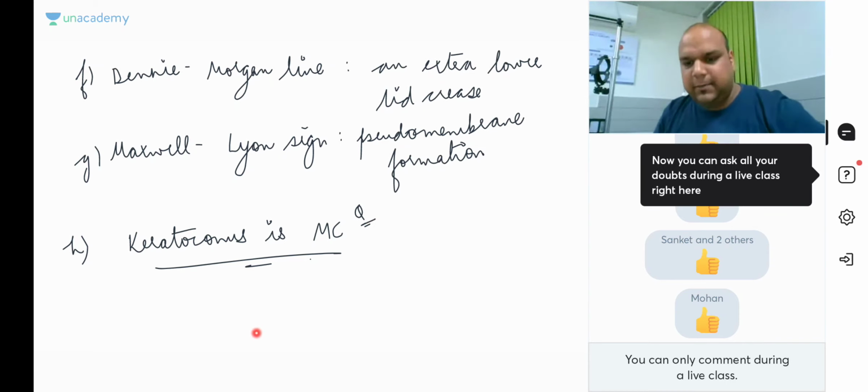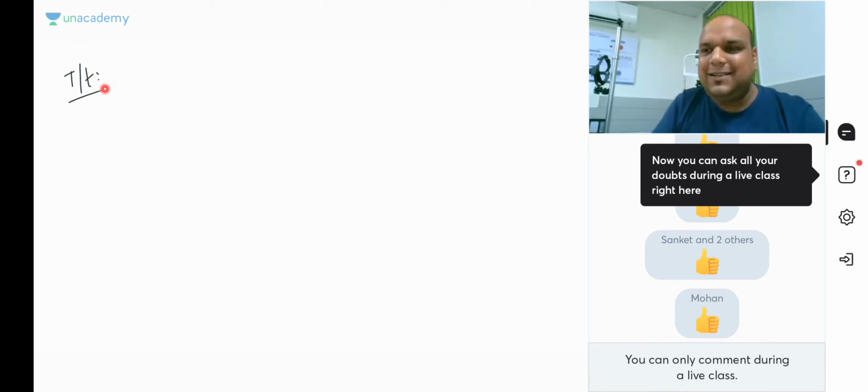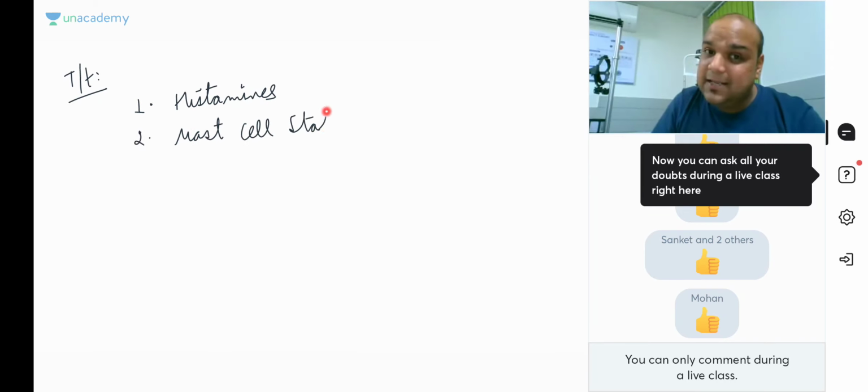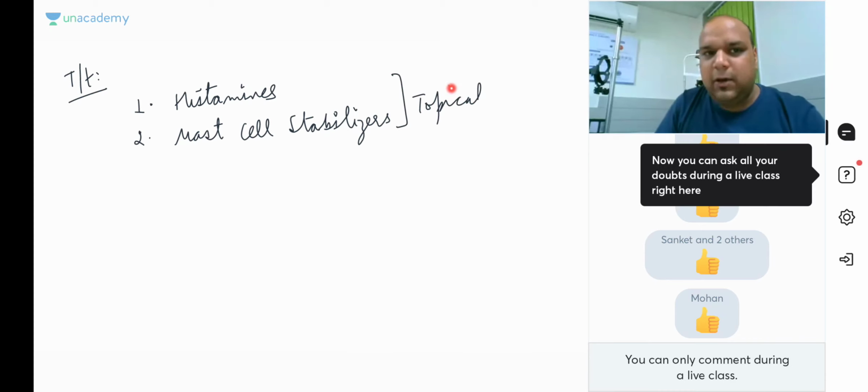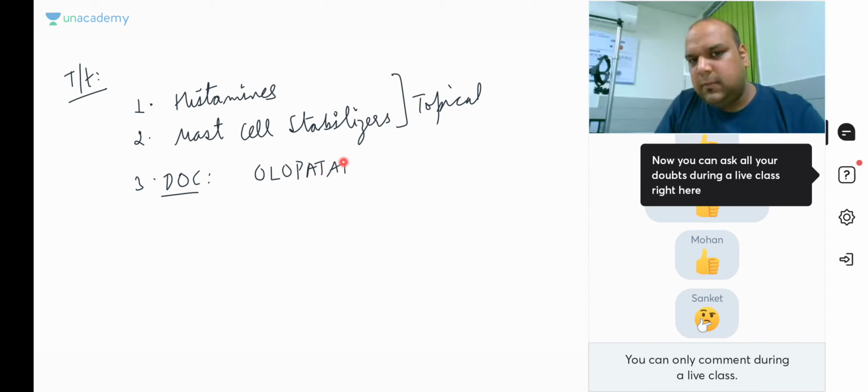Now, what is the treatment? So the treatment of this condition obviously is what, everybody? Number one, antihistamines. Number two, mast cell stabilizers. I hope you understand this is an allergic condition, so I am giving anti-allergics. Yes or no? Topical, obviously topical. But if you ask me what is the drug of choice, the drug of choice is olopatadine. Olopatadine is 1+2. Yes or no?